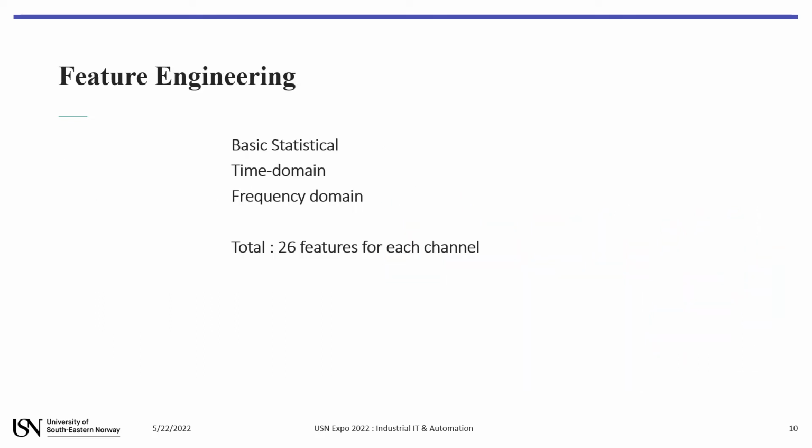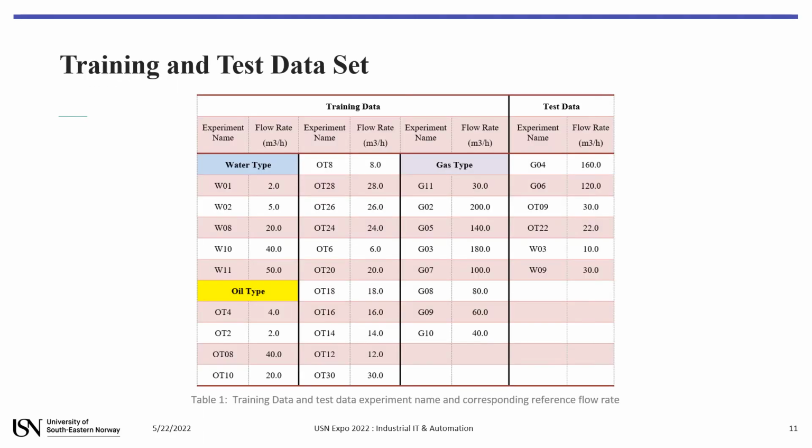In feature engineering, in total 26 features were used, and the features can be classified into these three categories. The names of the features are not revealed here to maintain the confidentiality of this report. Training data and test data are manually separated, and these 6 experiments are kept aside to test the trained model.